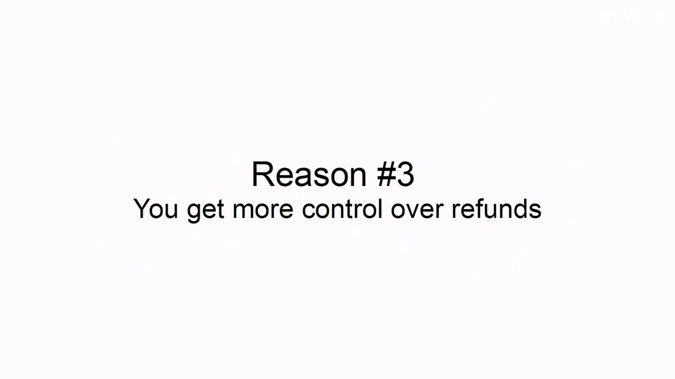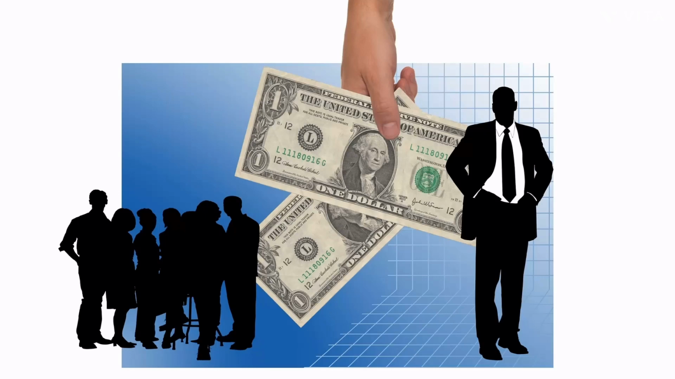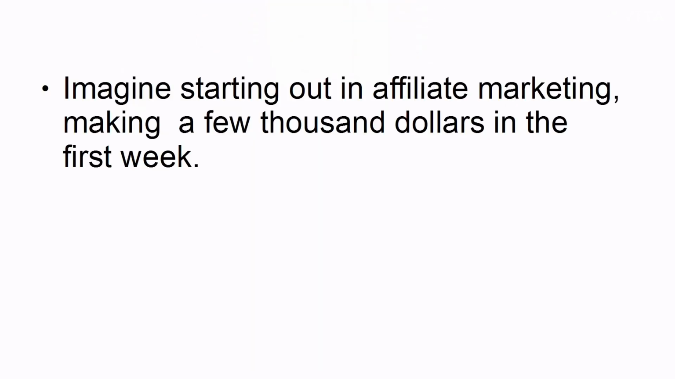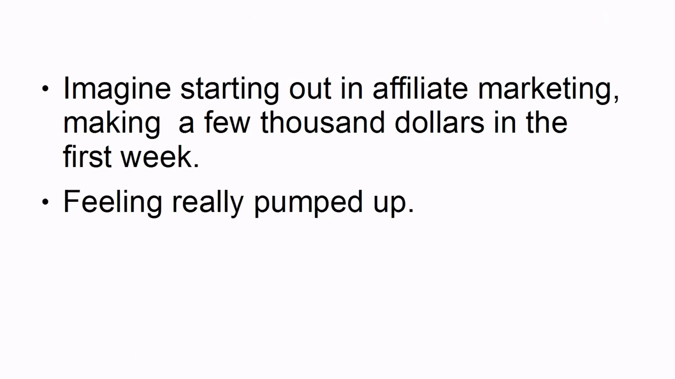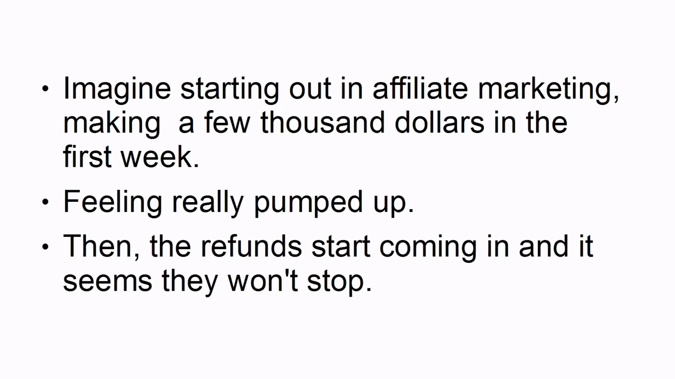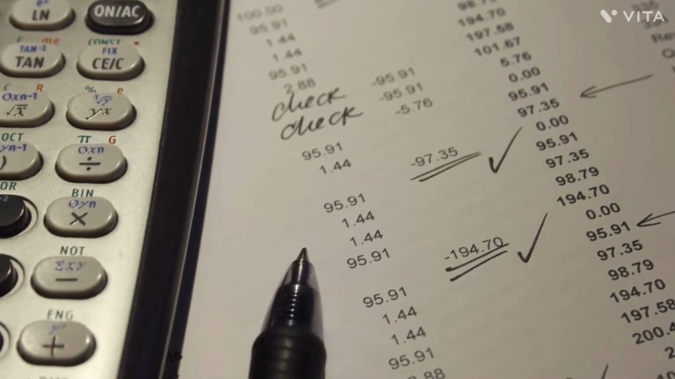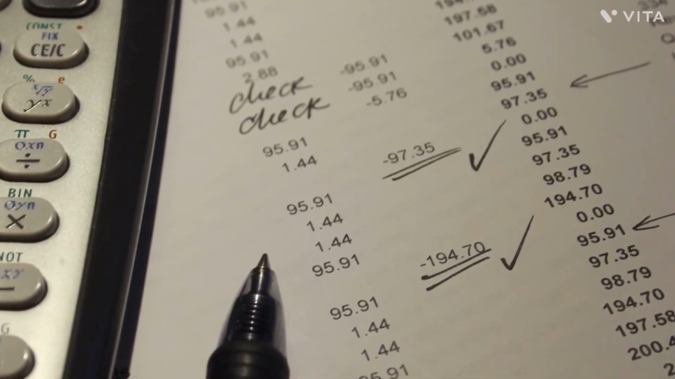Reason number 3. You get more control over refunds. I don't know about you, but most affiliate marketers hate refunds. Imagine starting out in affiliate marketing, making a few $1,000s in the first week, feeling really pumped up. Then the refunds start coming in, and it seems they won't stop. Then you look at your bank account and almost all the profits vaporized. That's how bad refunds can be.